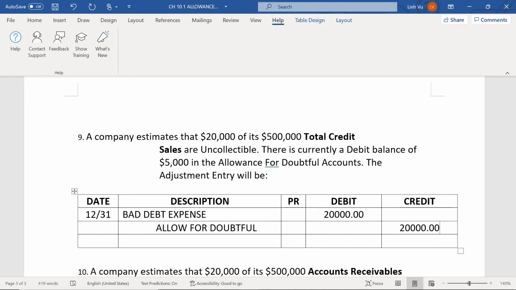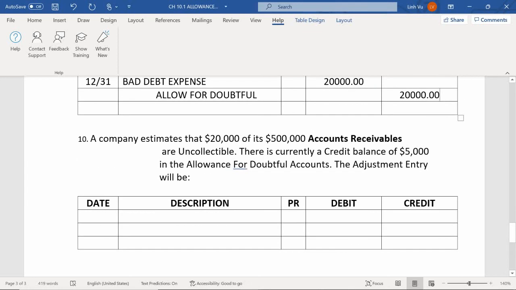So here, let's do another example. Okay, last example of the day. If a company estimates that 20,000 of its 500,000 accounts receivable is uncollectible, that should give you a dead giveaway that it's the balance sheet method. That means the allowance for doubtful accounts does appear on the balance sheet. So therefore, there is currently a credit balance in the allowance for doubtful accounts. Since it appears on the balance sheet, do we care about it? Yes, we do. So how do I go about the adjustment entry here?